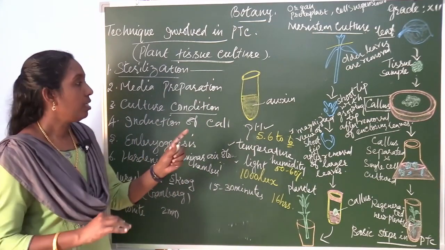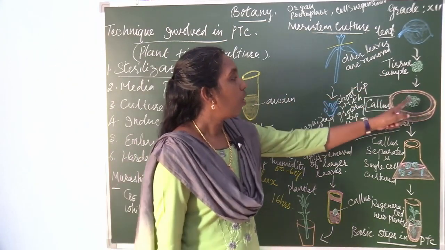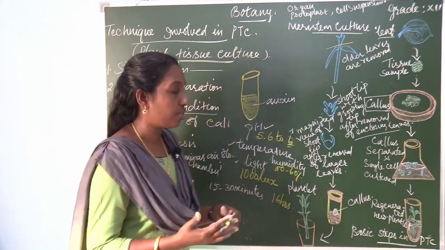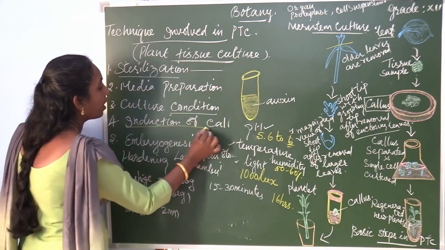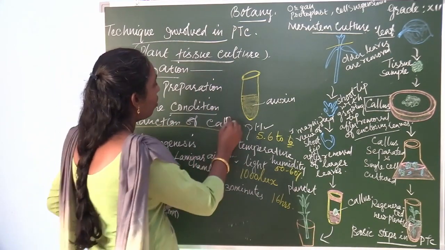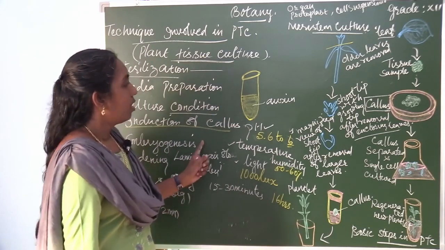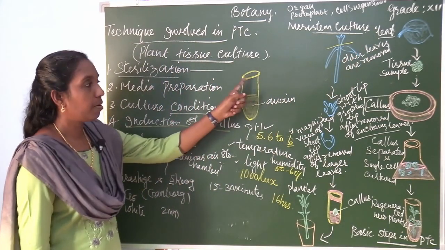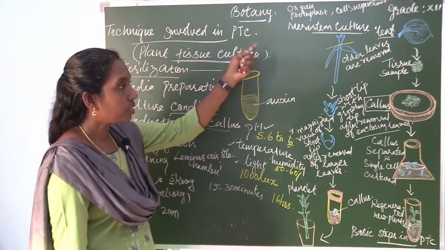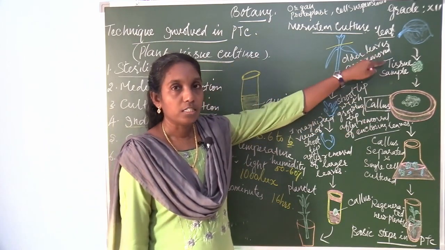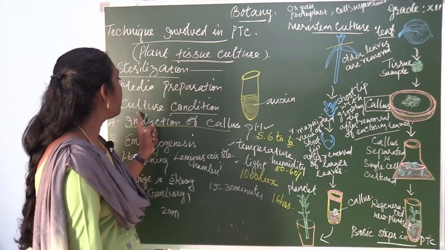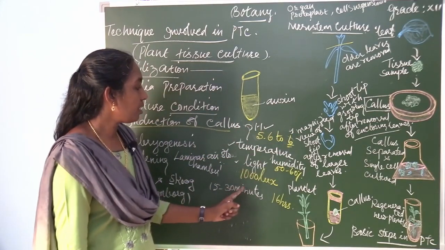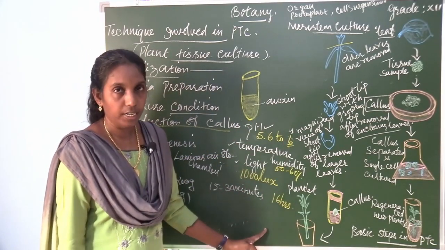In these conditions, the explant or inoculum develops, and the next process is induction of callus. So, the first process is sterilization, next media preparation; the medium is prepared and ready to transfer the tissue into it, with culture conditions maintained: pH, temperature, light as well as the photoperiod.